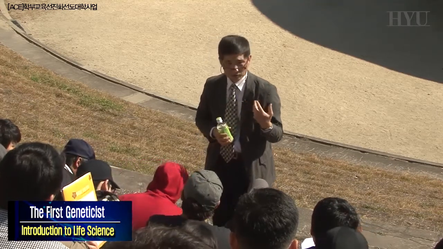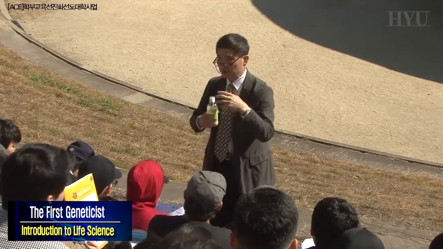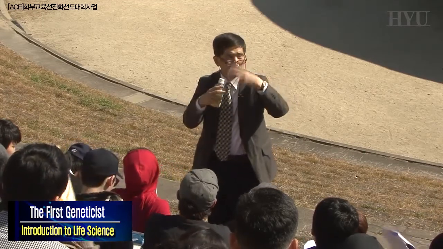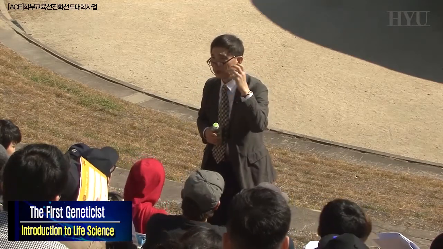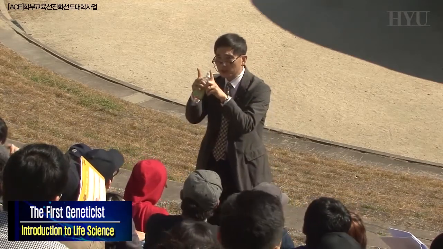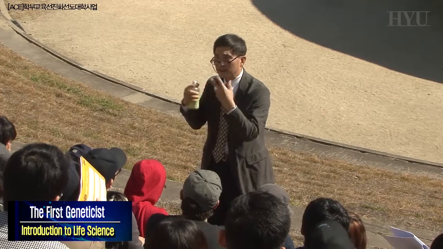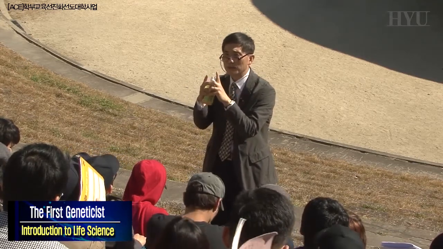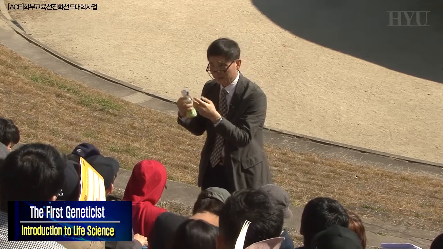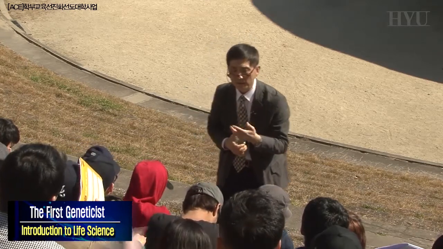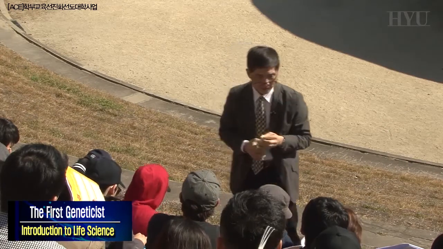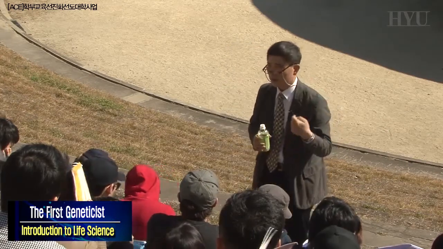That can be more understandable, because if you have two copies of the red gene, they will make lots of red pigment. That's why it's red. If you have only one red, they don't make enough red pigment. That's why it becomes pink. It's an example of what? Incomplete dominance.